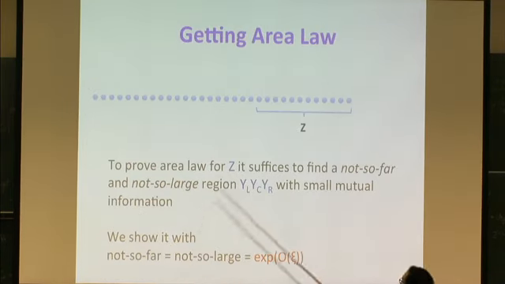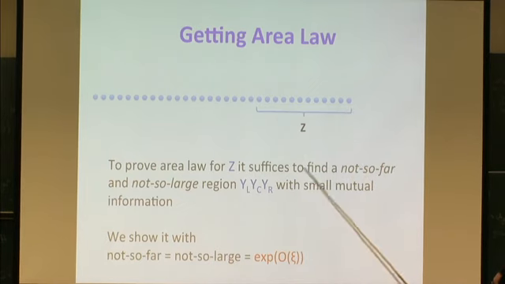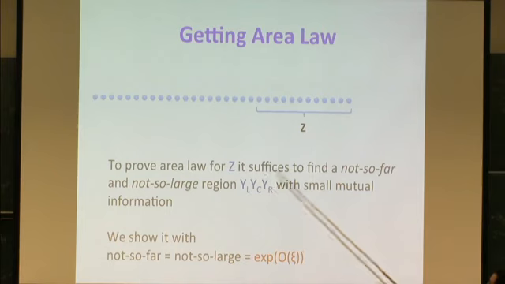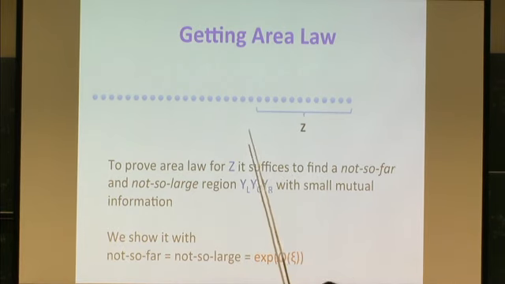So to prove an area law for Z, which is the original region we want to prove it for, it's sufficient to find some region which is not too far away and is not so large, with these parties, which has small mutual information. And we show that we can find this, where not so far, not so large is exponential in the correlation length. Okay? So why is this true? Why is it enough to find this region? Let me show you.